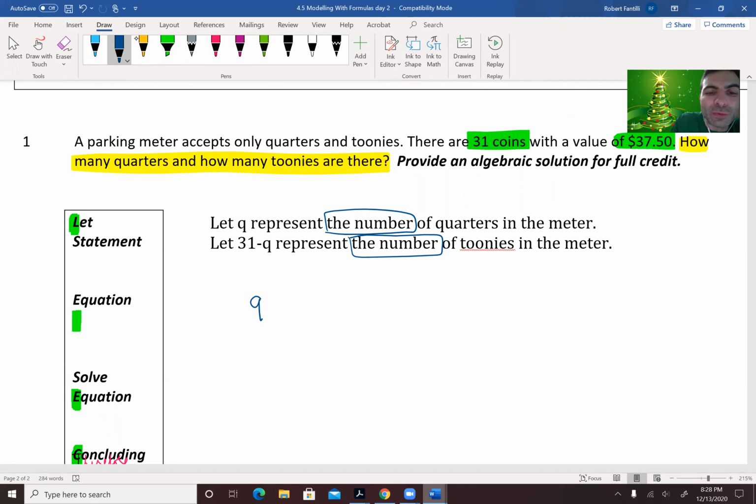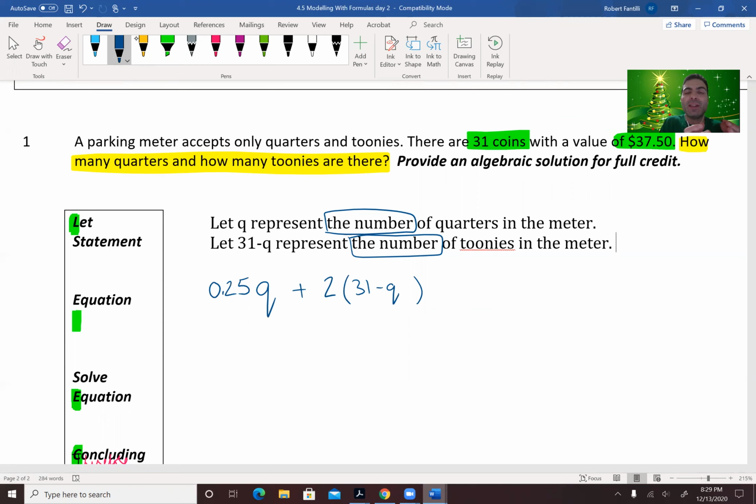So if Q is the number, here's where I come up with my equation. I know the value of a quarter. A quarter is worth 0.25, a quarter of a dollar, or 25% of a dollar, plus the number of toonies. Again, 31 minus Q could be 15, 12, 10, 9, 5, 22, whatever. But each one of those is worth $2. So I'm multiplying 31 minus Q times $2 because 31 minus Q is the number of toonies in the meter. If I multiply it by 2, that tells me how much it's actually worth in dollars.